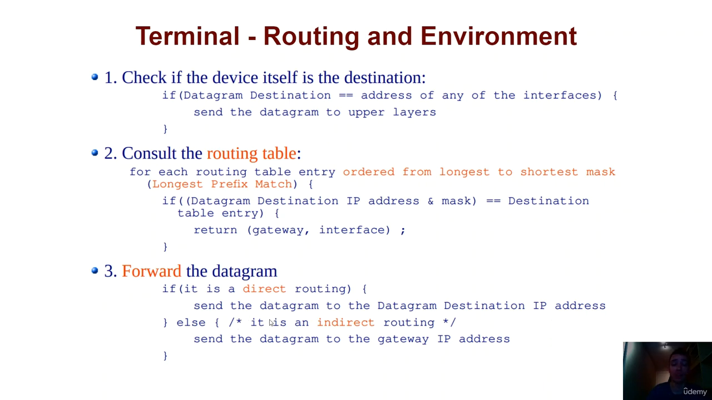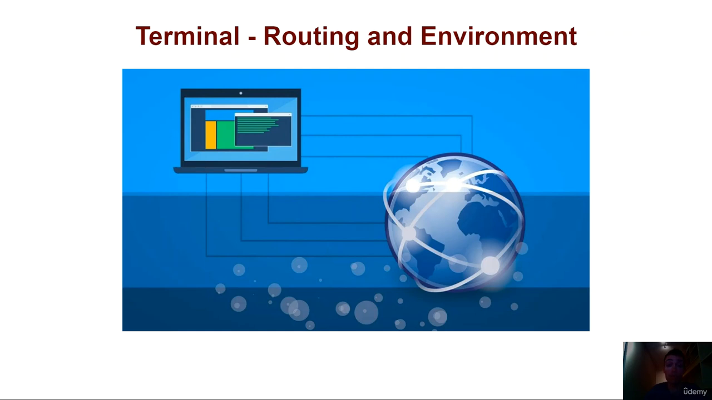Otherwise, if this is an indirect routing, the gateway is not 0.0.0.0. In that case, of course, we need to send the datagram to the gateway IP address. Then when we arrive at that router, given the routing table of that router, it is going to retransmit the datagram to the destination or to another router, depending on how many routers we need to cross. Very well, with this we end this first lesson on routing and the environment using the terminal.